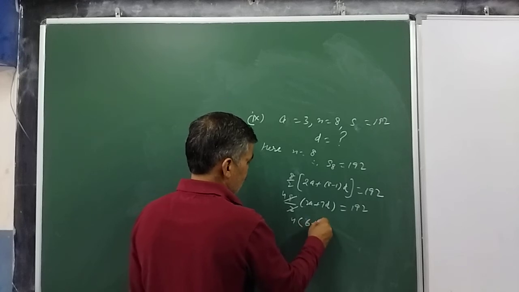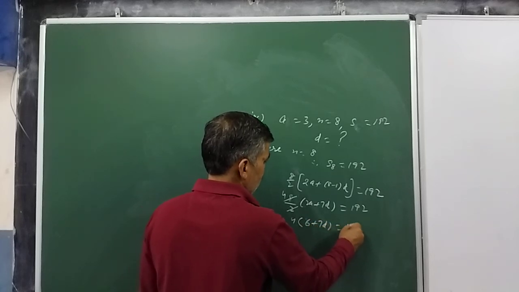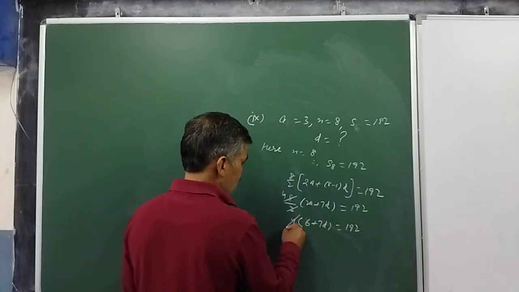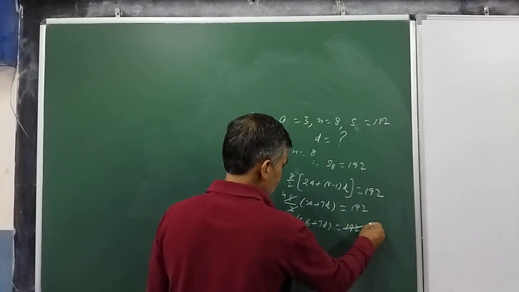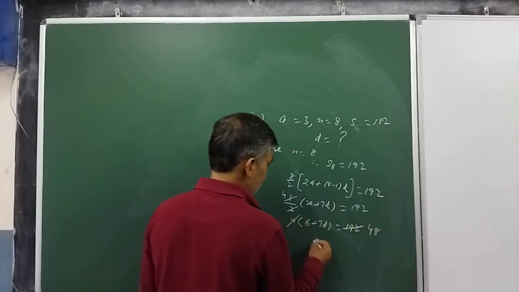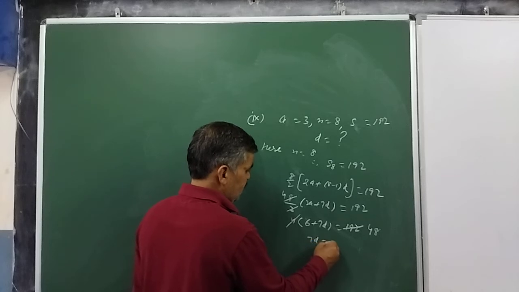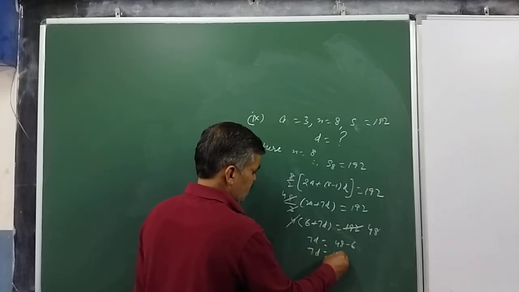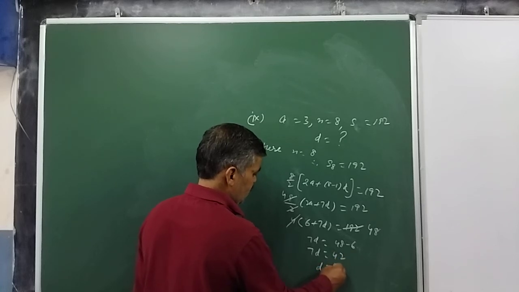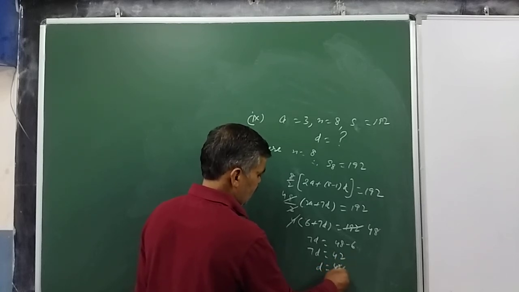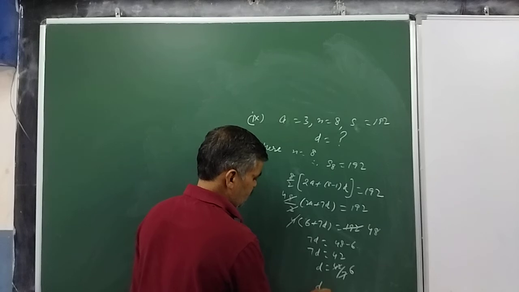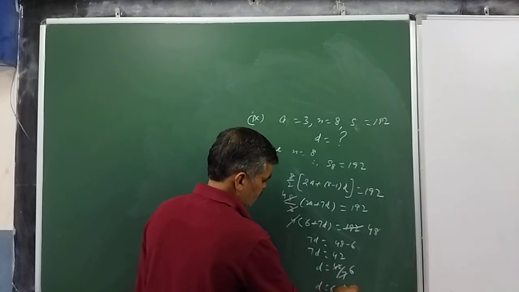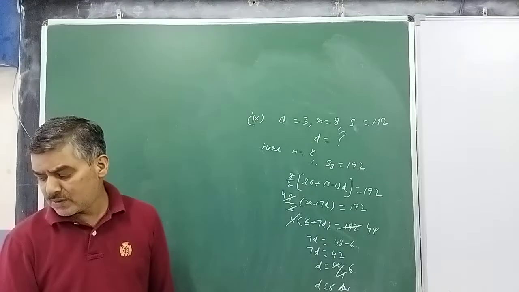6 plus 7d is equal to 192. You can go for this cancellation. 48. So 7d is equal to 48 minus 6. 7d is equal to 42 and d is equal to 42 upon 7. That is equal to 6. So answer for this will be d is equal to 6.